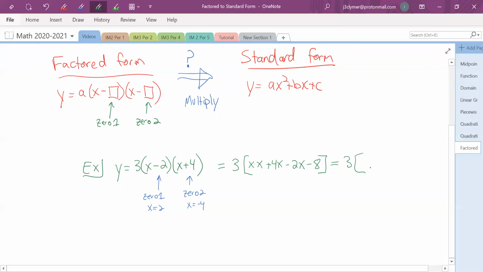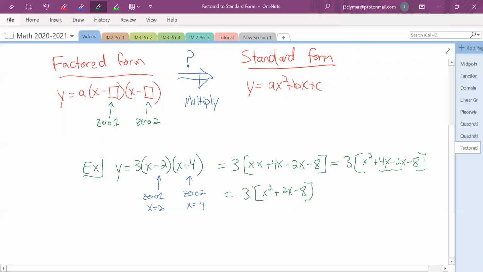And now let's simplify it a little bit. So I get x squared plus 4x minus 2x minus 8. Okay, and we have like terms in here. 4x and 2x are like terms. Let's go ahead and simplify that. So I get equals 3 times x squared, and 4x minus 2x is 2x, minus 8. Okay, and as I recall from our factoring unit, to factor, we'd go backwards from the step we just did.